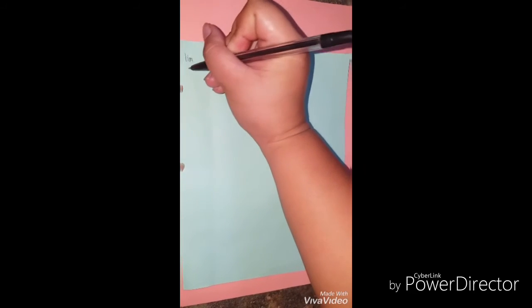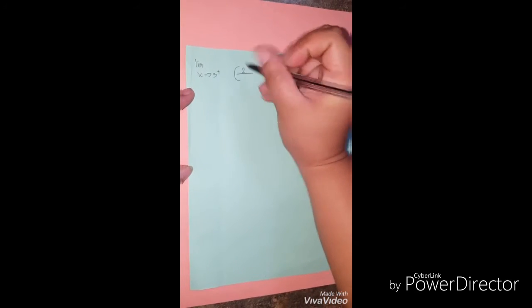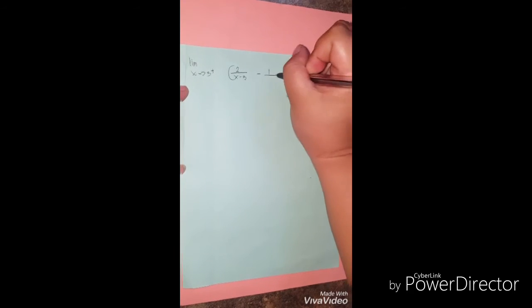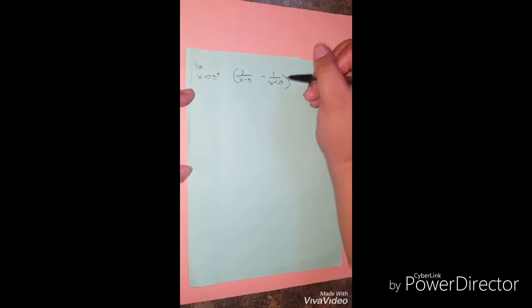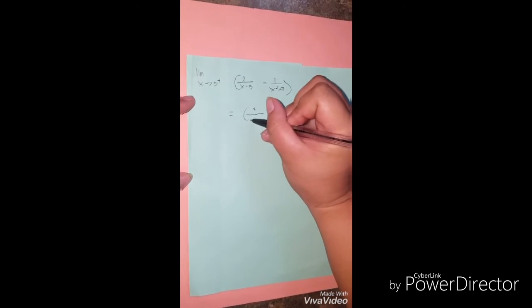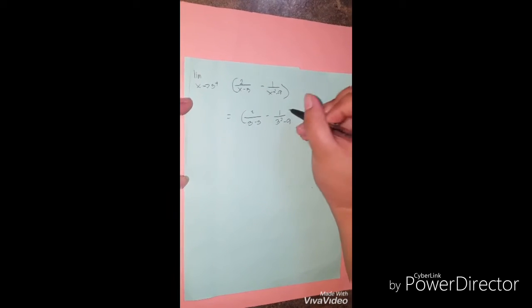In this example number 2, we will get the indeterminate form infinity minus infinity. So, the limit as x approaches 3 from the right of 2 over x minus 3 minus 1 over x squared minus 9. Now, we will go to direct substitution. So, 2 over 3 minus 3 minus 1 over 3 squared minus 9.